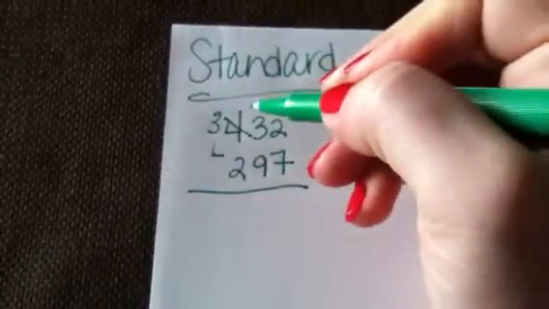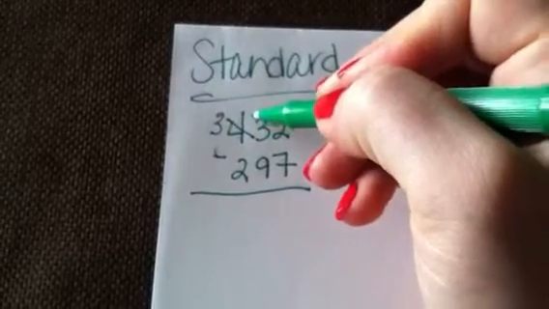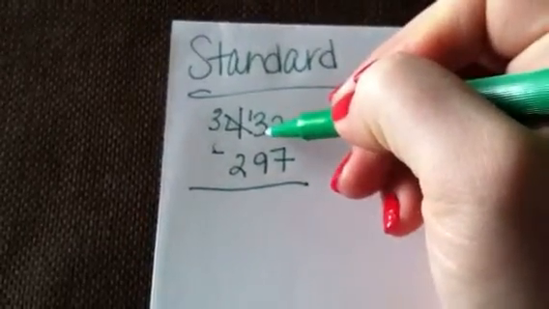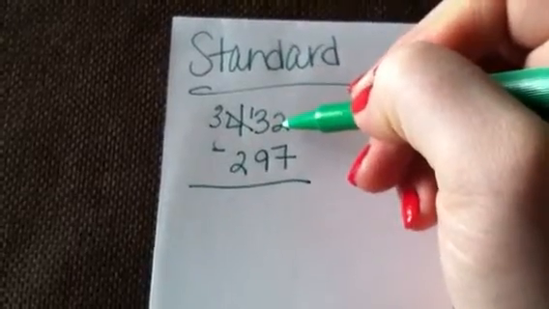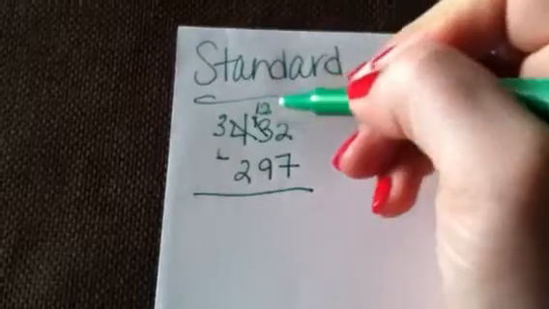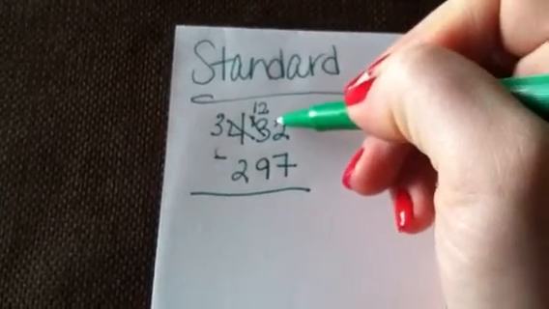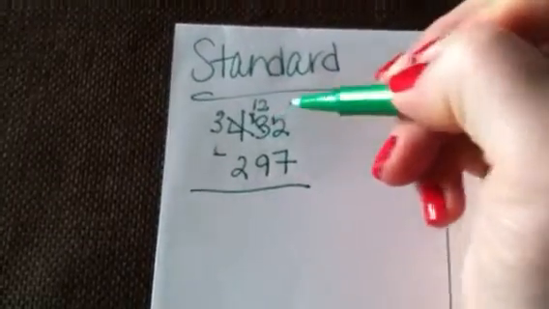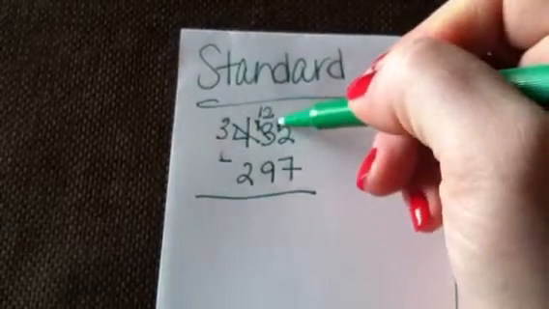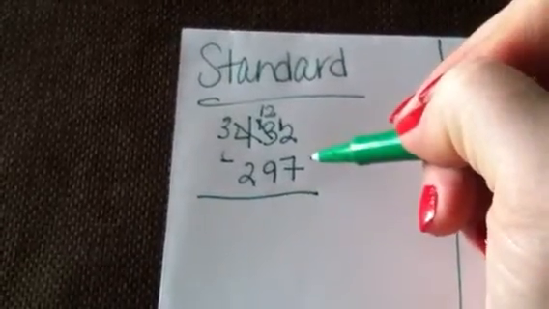We change the 4 to a 3, and we give to our next place value, which is the tens. That makes that 13, but we still have to borrow for our ones place. So we change our 13 to a 12 and give 10 to our 2, which is in the ones place, which makes that a 12. So now we can subtract.